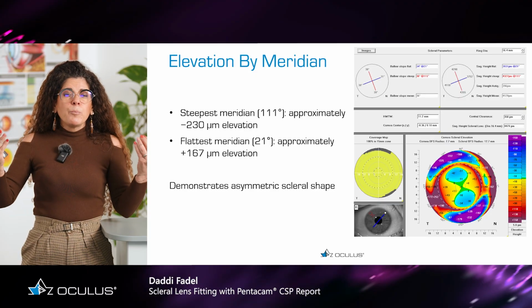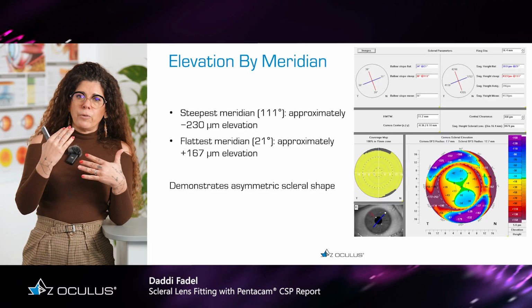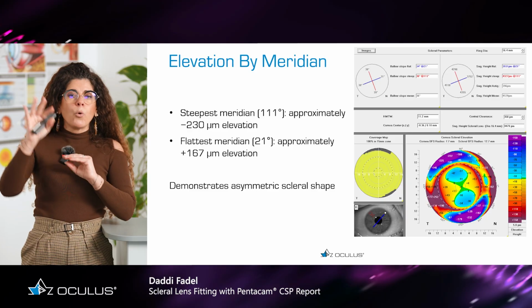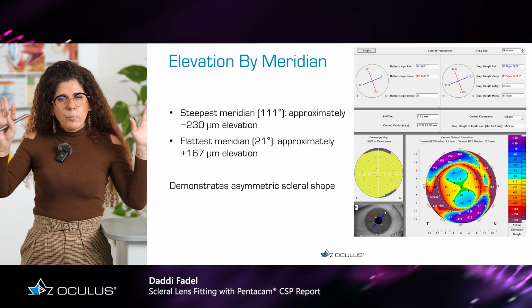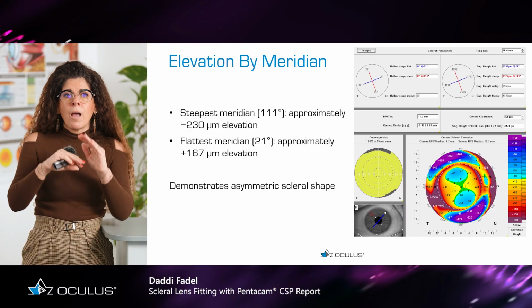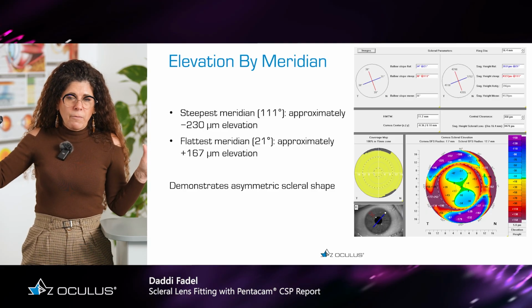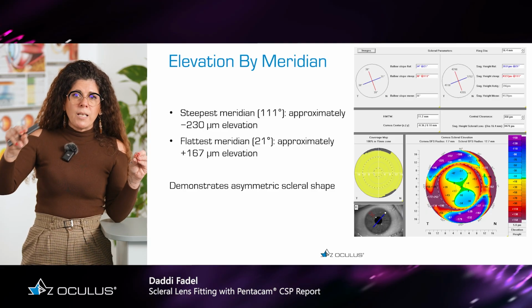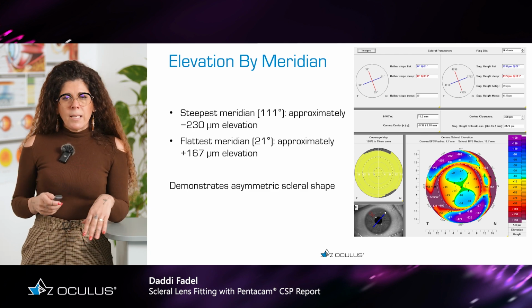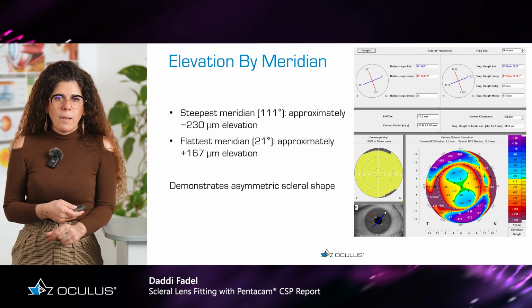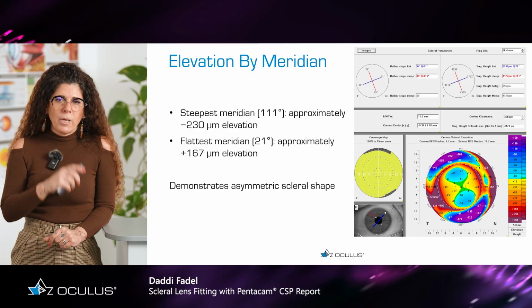That the distribution of the toricity for 400 microns is not always minus 200 and plus 200. In this case, we have minus 230 and plus 167. So the distribution is not symmetric, it depends on every case. You need to look at this map.